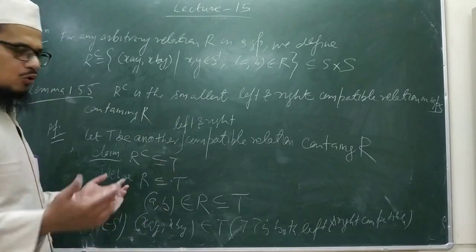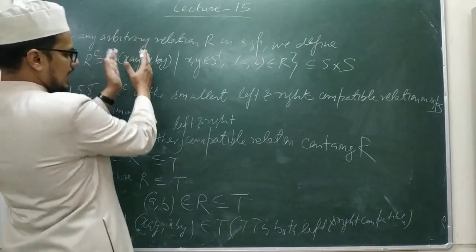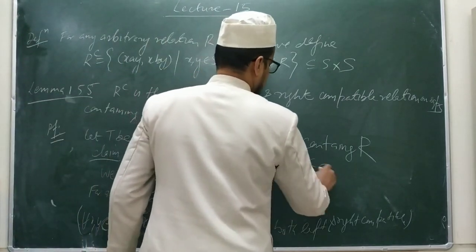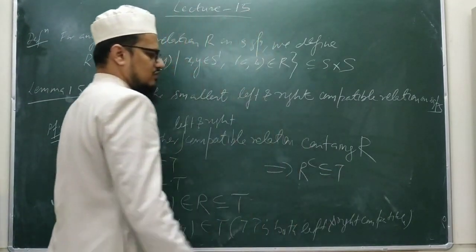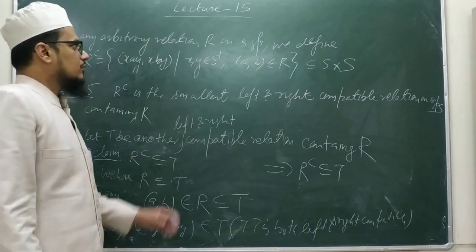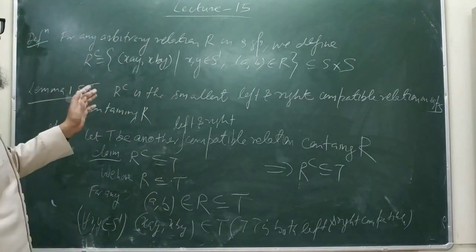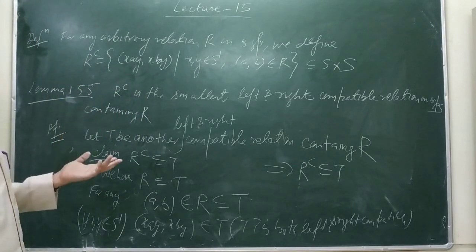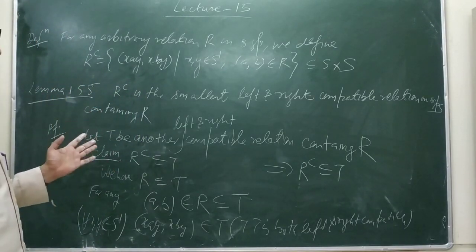It means that every element of RC is in T. It implies that RC is a subset of T. So in this way we have proved our claim. So we are done. It means that RC is the smallest left and right compatible relation on a semigroup S containing R.